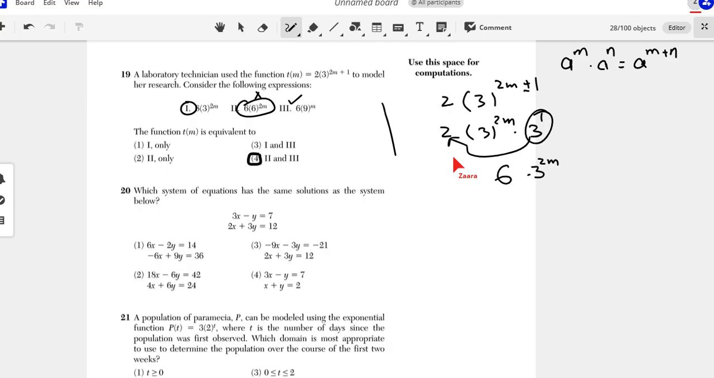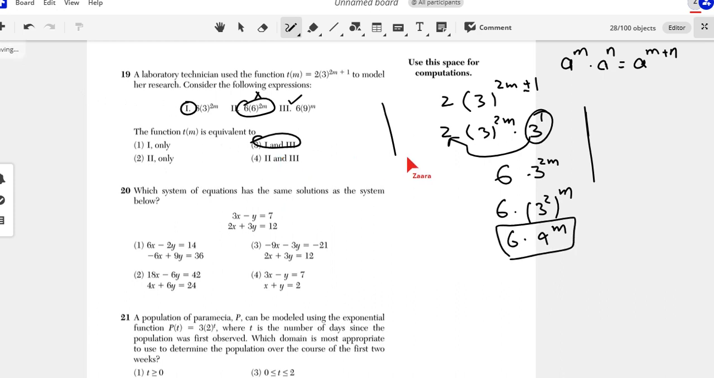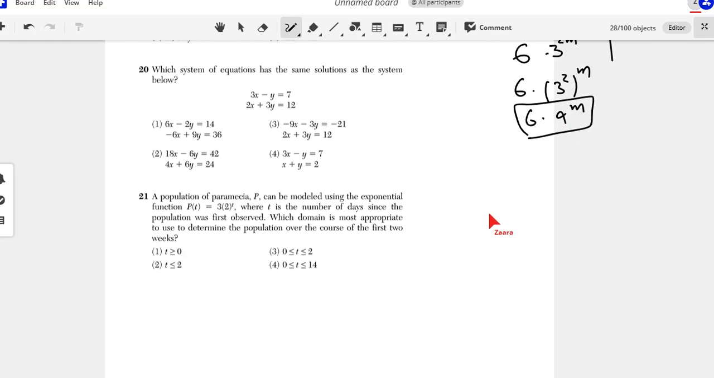Yeah, 1 and 3 are correct. Okay, for 3, you can see from this expression, I can turn it into 6 dot 3 raised to the power of 2 raised to the power of m. So it can be turned into m. Okay, so they are both correct. Let's solve this one.